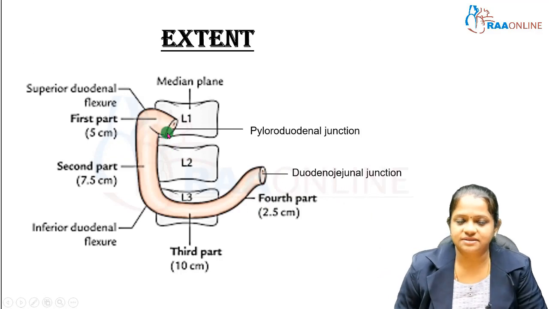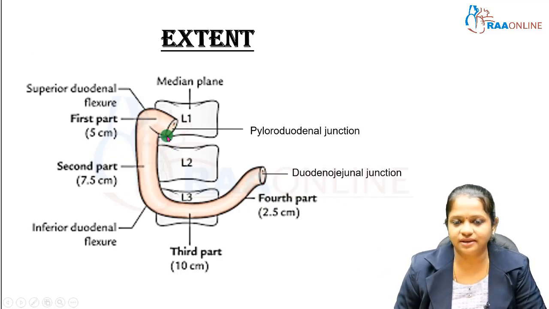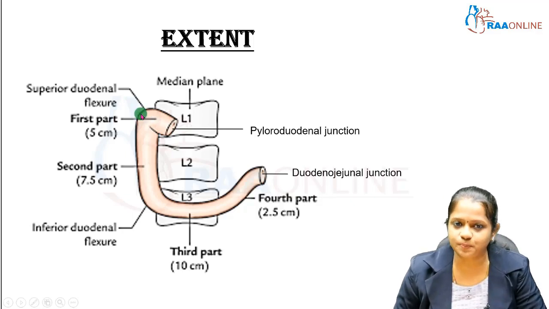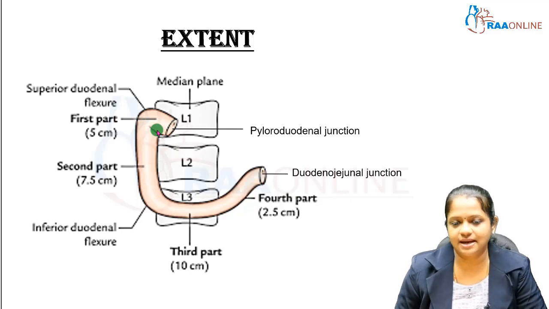The first part extends from the pyloric end at the level of L1 to superior duodenal flexure. It extends in an upward, backward direction towards the right, towards the superior duodenal flexure for about 5 centimeters. Since it is running in a backward direction, the surface projection of the first part is only about 2.5 centimeters.